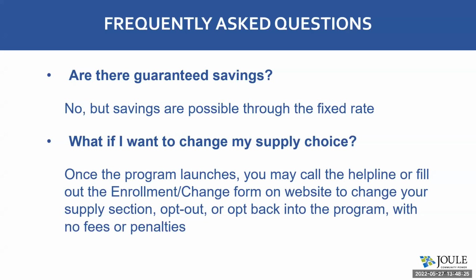Next, what if I want to change my supply choice? So once the program launches, you can call us at the helpline, or you can fill out our enrollment change form on our website to change your supply selection, opt out, or opt back into the program with no fees or penalties. So you can change your enrollment at any time. You can opt out or opt back in. But do note, once the program launches, it does typically take the utility about 1 to 2 billing cycles to get those changed over on your account. So it doesn't happen instantly, but we can do it at any time.